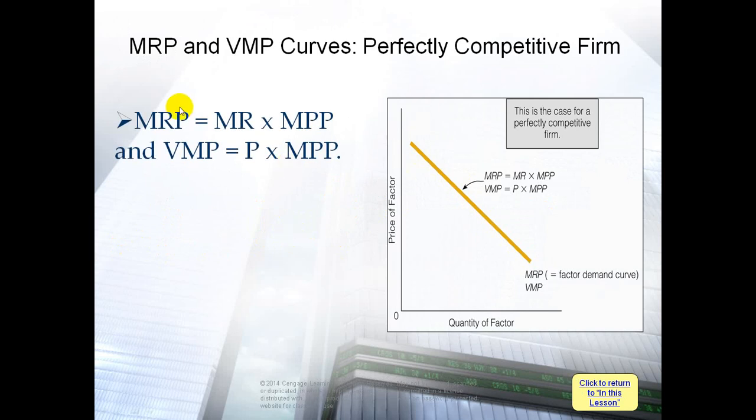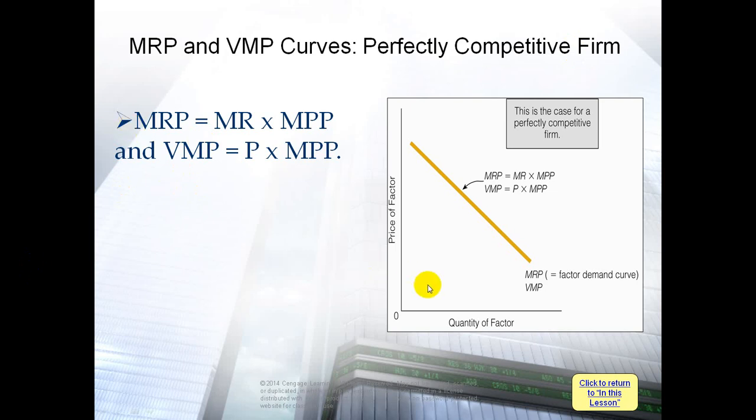Now the MRP, you remember the MRP. One method to calculate MRP is to multiply the MR, marginal revenue, by the MPP. How do we calculate the VMP? VMP equals price times MPP. The VMP is the same as the MRP, but in only one case: if your business operates in a perfectly competitive market.